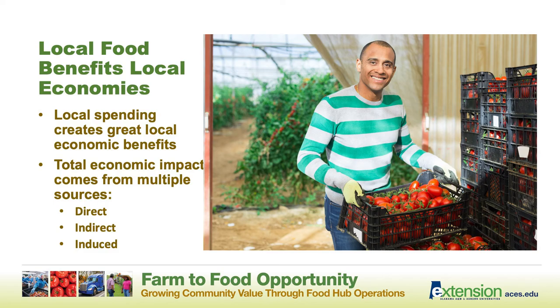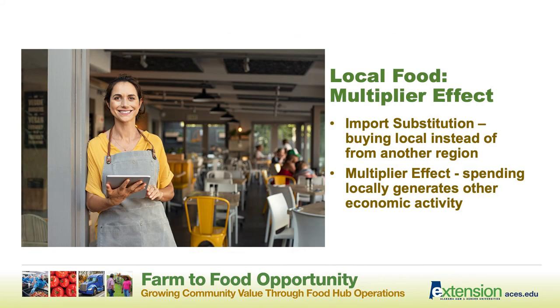Total economic value for local food is derived from adding the direct, indirect, and induced earnings. We will take a look at the direct earnings difference to better understand the value of local food. Direct economic benefits primarily come when consumers substitute a local product for a product that originates in another region. This is called import substitution. The other source of direct economic benefits comes from the multiplier effect, which occurs when a dollar spent locally generates additional spending and economic activity.